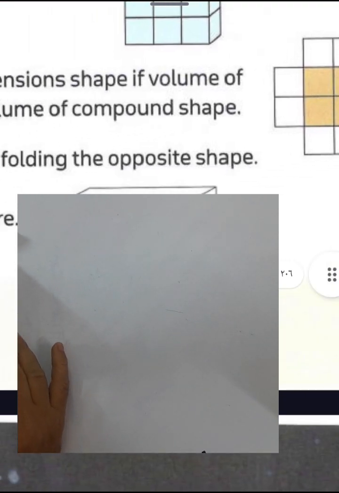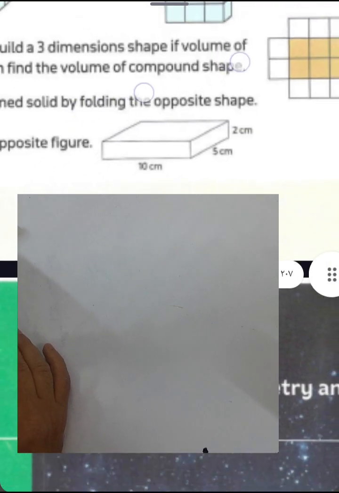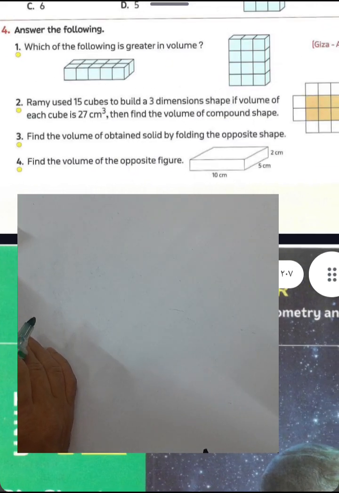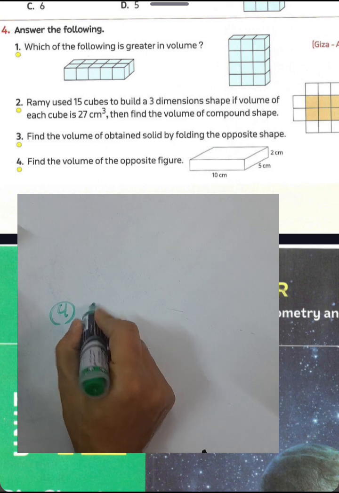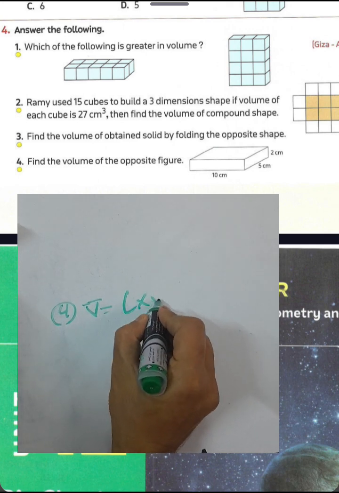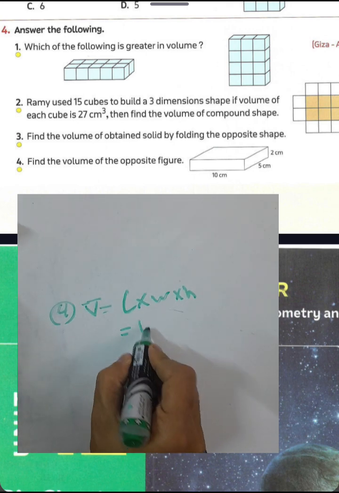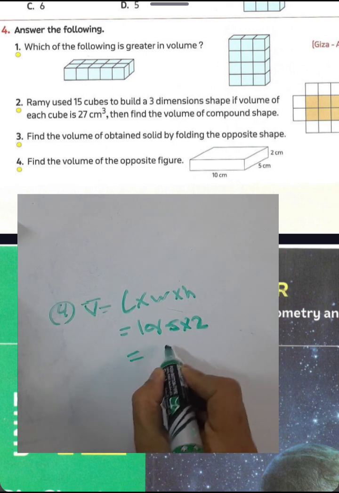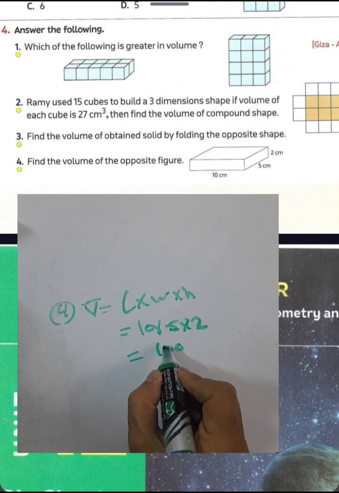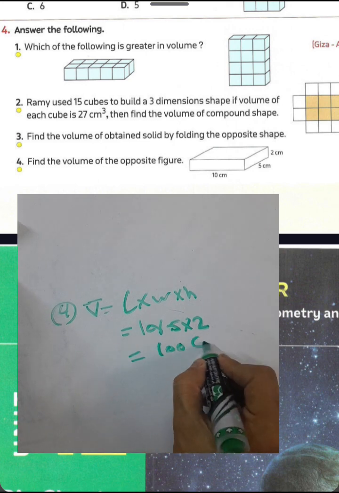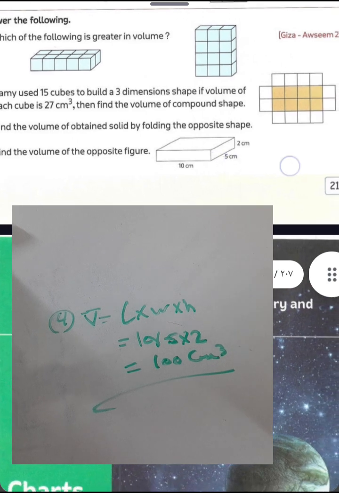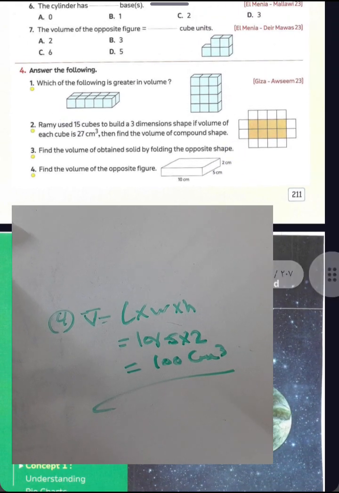Next example, last one. Question 4. Find the volume. We can write length times width times height: 10 times 5 times 2. It will be 100 cubic centimeters. Okay, understood? You must study hard for this exam. Okay, goodbye.